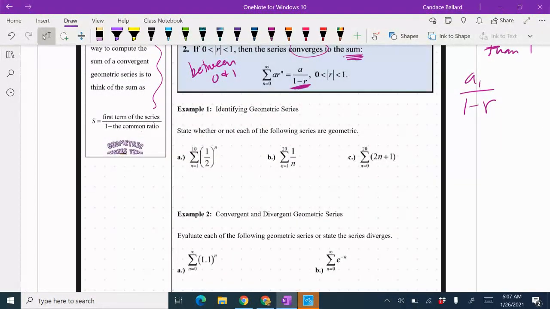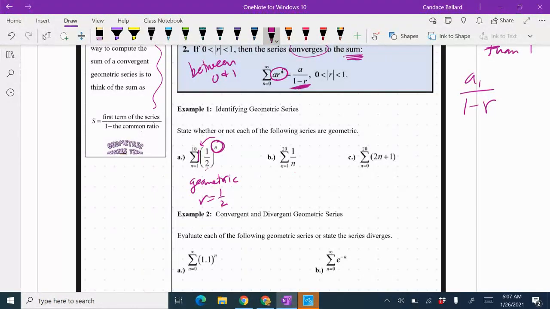So we're going to look at and identify whether something is geometric or not. It has to have this form where you've got some kind of first term and some kind of ratio to the n power in order to be geometric. In this one, I could imagine an invisible 1 here, so that looks like my first term, or my a in front, and then I do have some kind of ratio to the n power. So this one is in fact geometric. And if you wanted to identify what the r is, it's 1/2.